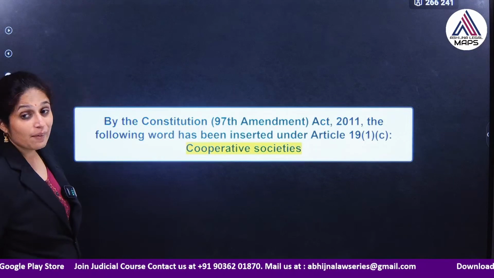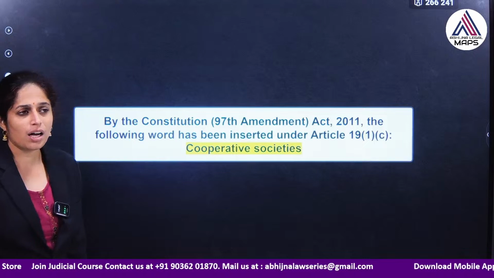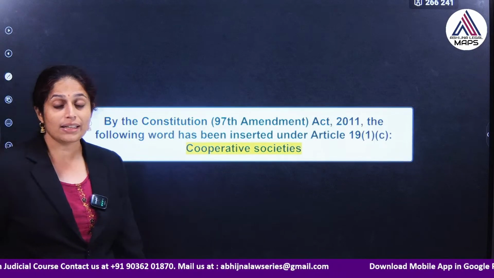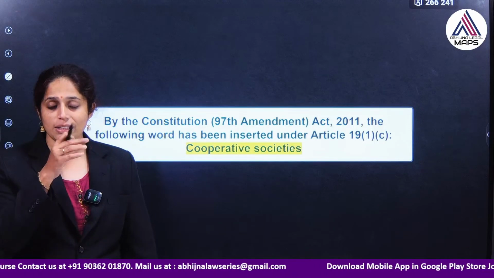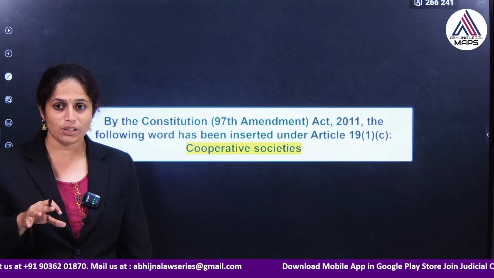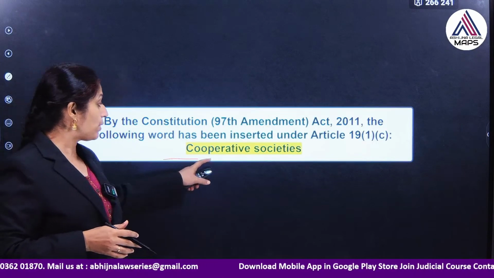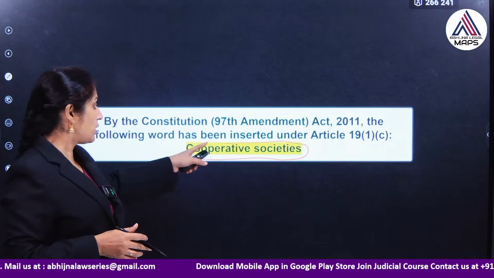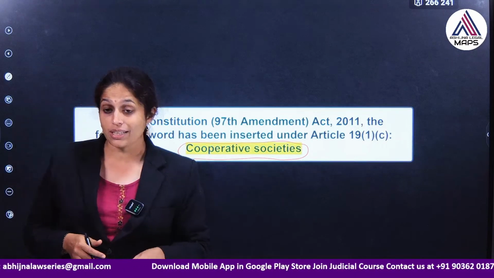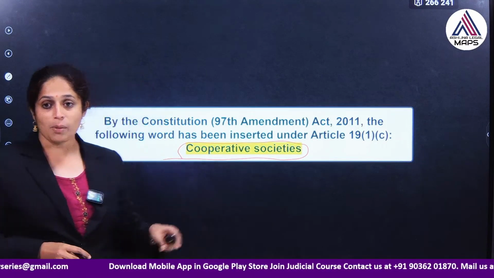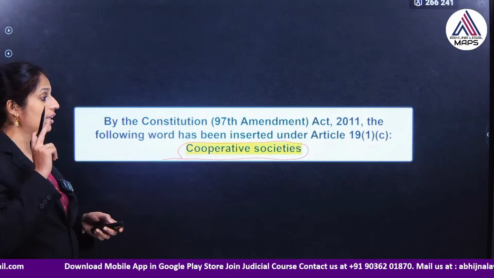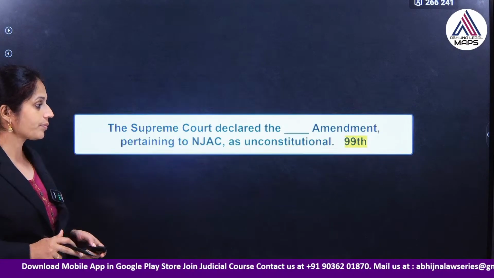Then comes the 97th Amendment. The 97th Amendment has introduced a fundamental right, that is, you have the right to form societies and unions, along with that also cooperative societies. The right to form cooperative societies is also very important. That right was introduced by way of the 97th Amendment in the year 2011.